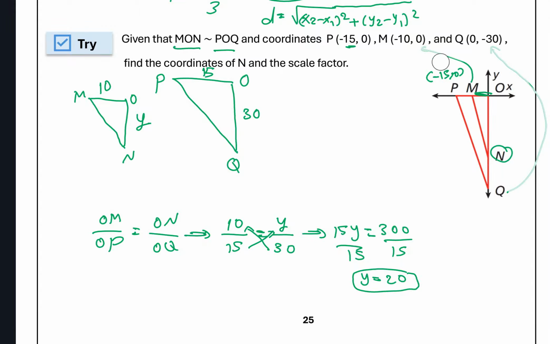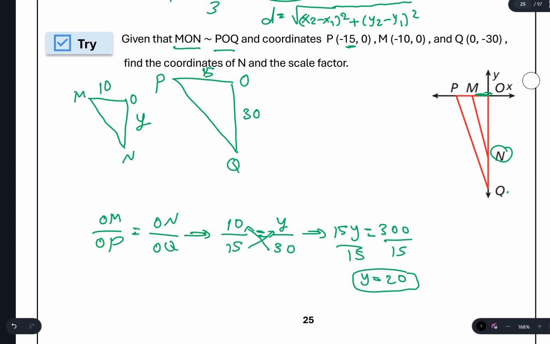But I cannot write 20 for this coordinate. Who knows why? Pause the video if you don't know. Think about it. By the way, this vertical line is the y-axis. And this one is below the x-axis, so I cannot write down (0, 20). But I must write (0, -20), because the coordinate of N is below the x-axis. Alright, that's why y there is negative.